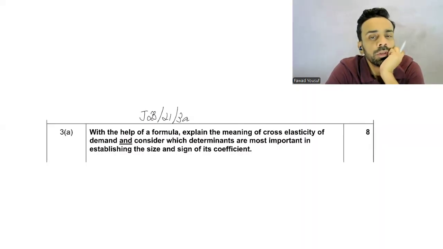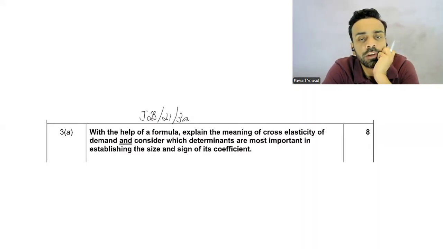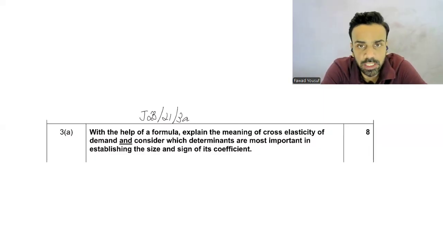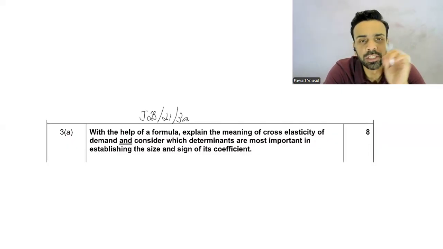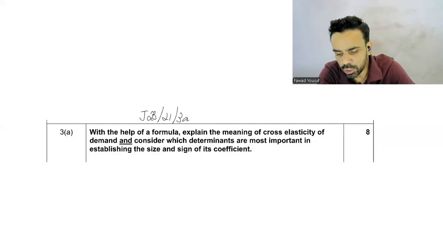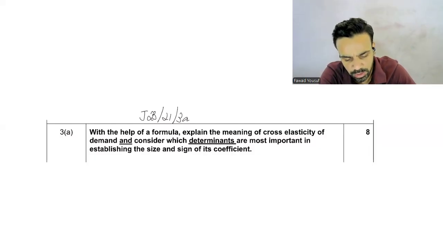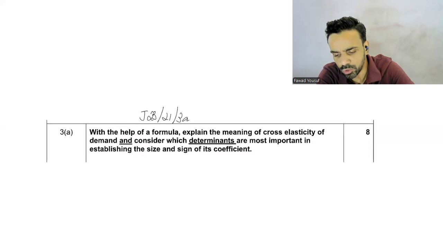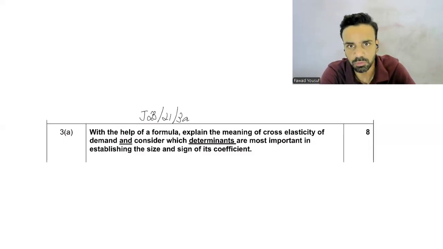So this is the question from June 23, variant 21, question 3A. It says, with the help of a formula, explain the meaning of cross-elasticity of demand and consider which determinants are most important in establishing the size and sign of this question. I remember this word over here, determinant, it's sort of like messed up with students and they were confused as to determinants की बात की है तो what do we need to actually write?